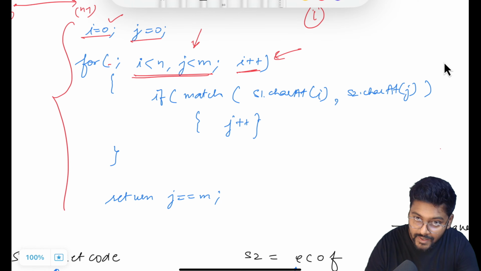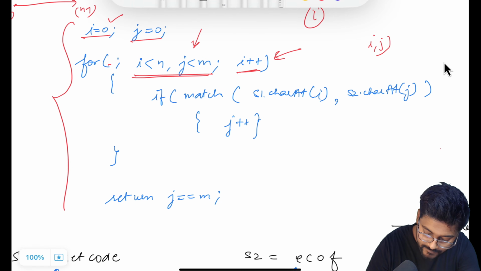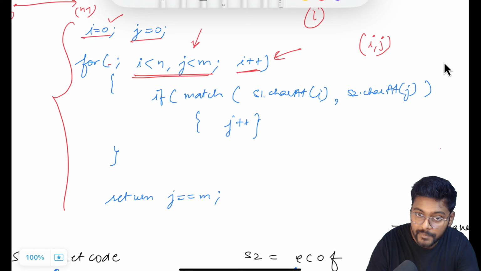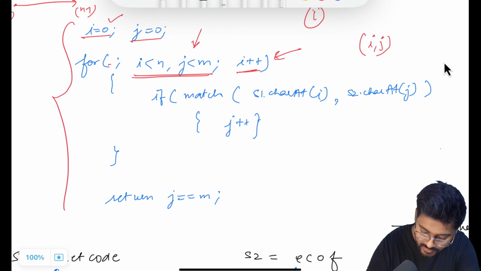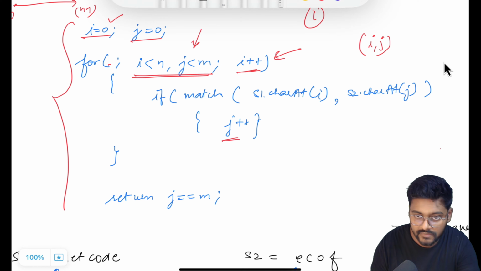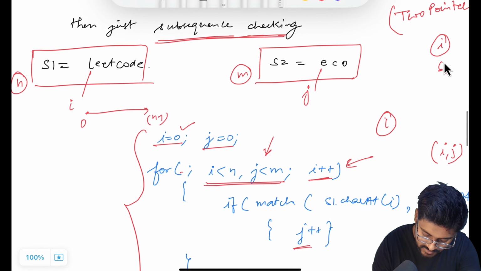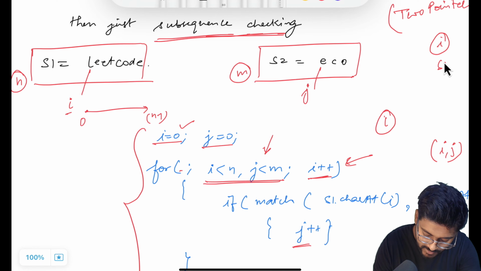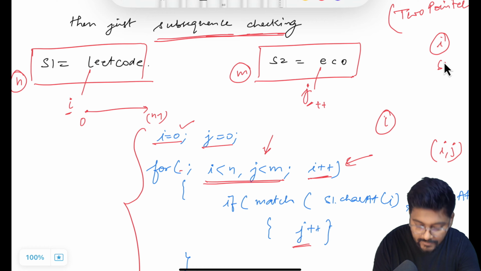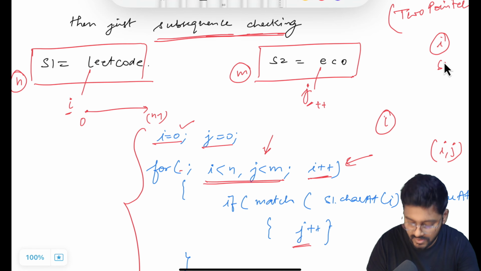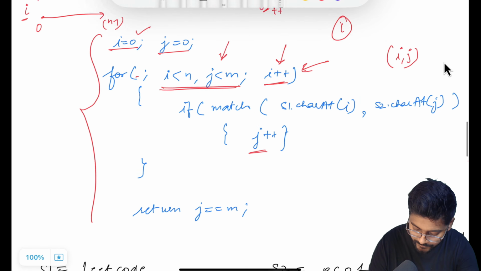So if we have a valid value of i and j, then what we will do is compare the character at i and j. If the characters at i and j are same, in that case increment j, otherwise do nothing. i is already getting incremented. So first of all I will compare character at i with character at j. If both are same, then I will increment the j pointer. If both are not same, just keep doing the iteration. In the iteration i is already getting incremented.